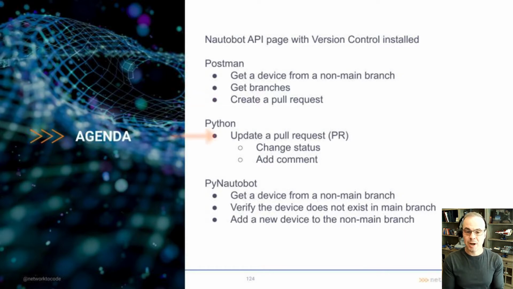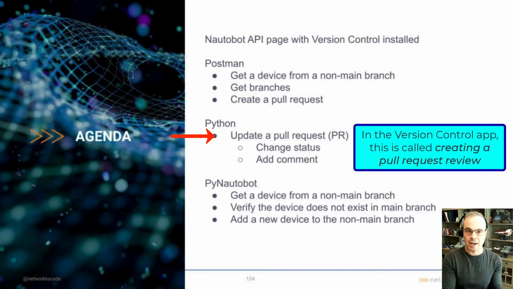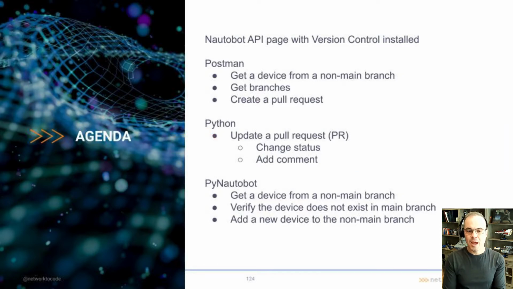Then we'll move on to straight Python, where we will update a pull request. And by update a pull request, we will modify the status and add a comment or a pull request review to the pull request. And then finally, we'll wrap it up with a demonstration of PyNautobot. We'll go ahead and get a device from a non-main branch. We'll verify that the device does not exist in the main branch, and then we'll add a new device to the non-main branch. So this is a good slate of content, and let's go ahead and get started.